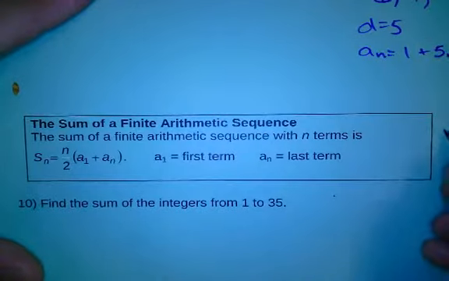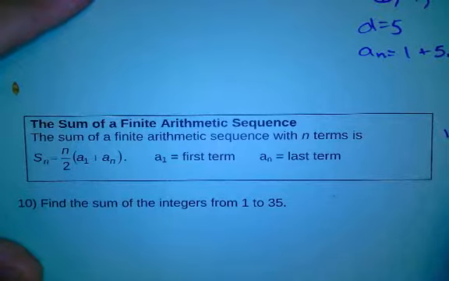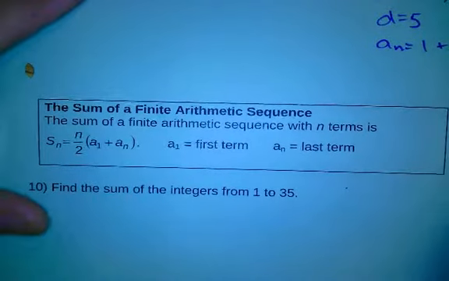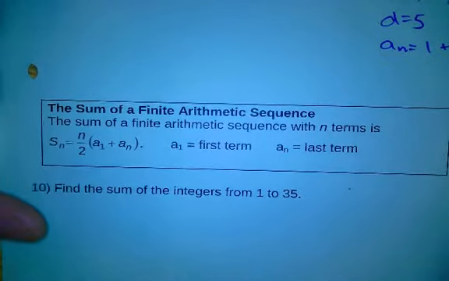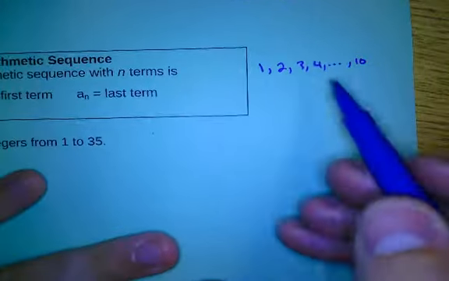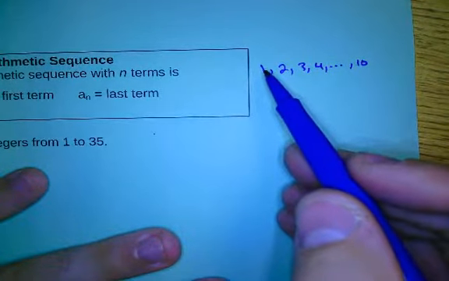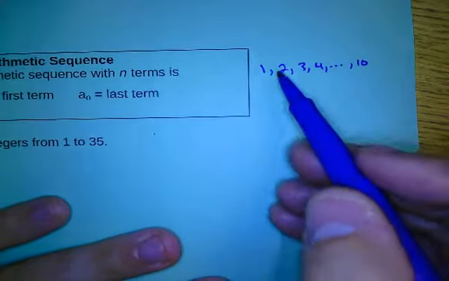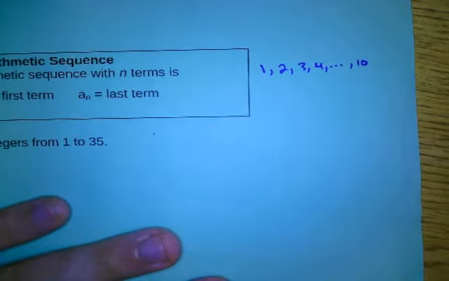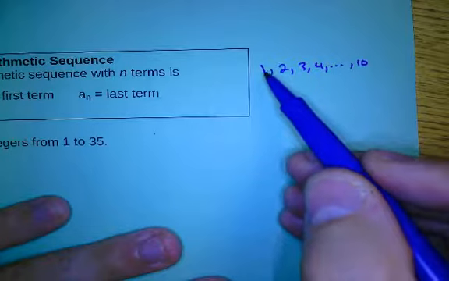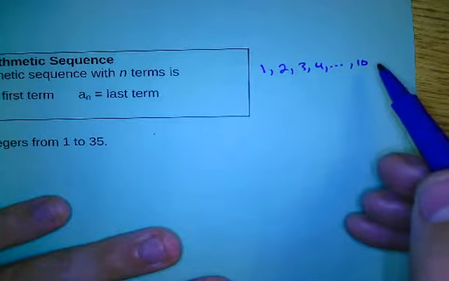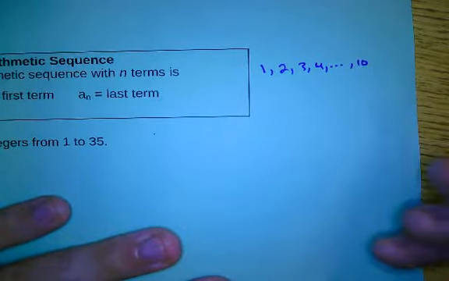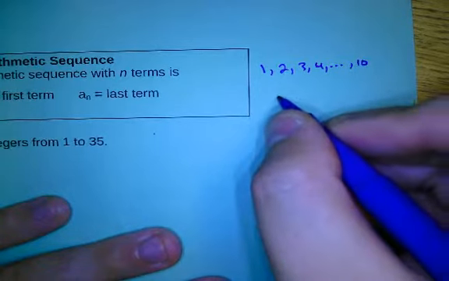So, if I have 1 and 2 and 3 and 4, you get the idea, and then I end at 10. What's the first term and the last term? The first term is 1, and let's say I need to add all these up. So I'm going to do 1 plus 2 plus 3 plus 4 plus whatever. What's the average? 1 plus 10 divided by 2. So it's 5.5.